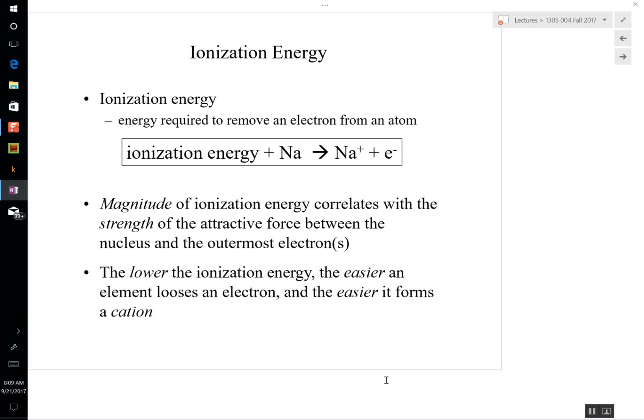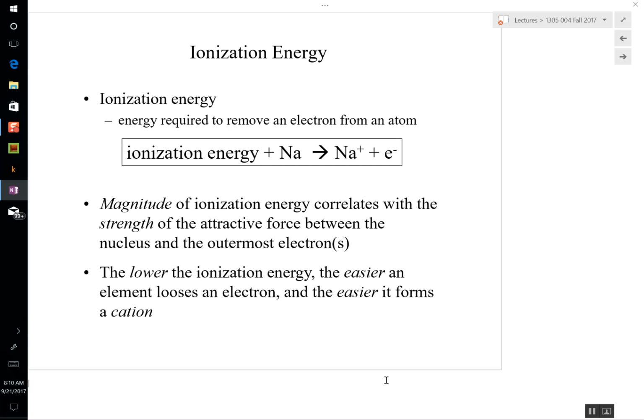In your homework assignments and quizzes, they're going to have some questions where they say, okay, here are 3 elements, put them in the order of their increasing ionization energy. Or here are 3 elements, put them in the order of their increasing electron affinity. So how would we predict that? First of all, let's figure out what that is. Ionization energy is the energy required to remove an electron from an atom.